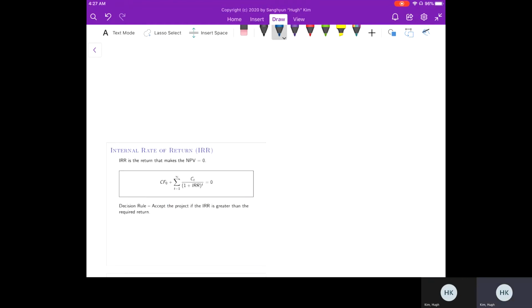So the next capital budgeting decision rule that we're going to study is based on the internal rate of return, or IRR for short. The IRR rule is very popular in practice and the biggest competitor to the NPV rule. And actually, they are very closely related to each other. The IRR is a return that makes the NPV equal to 0.